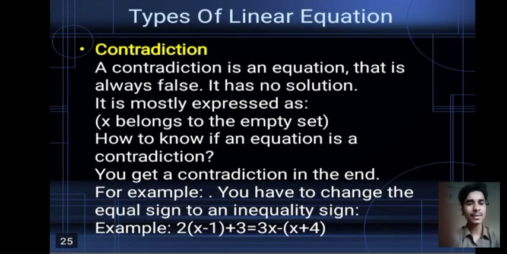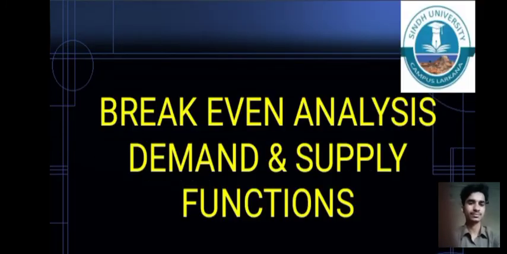Contradiction. A contradiction is an equation that is always false. It has no solution. It is mostly expressed as x belongs to the empty set. How to know if an equation is a contradiction? You get a contradiction in the end. For example, you have to change the equal sign to an inequality sign.